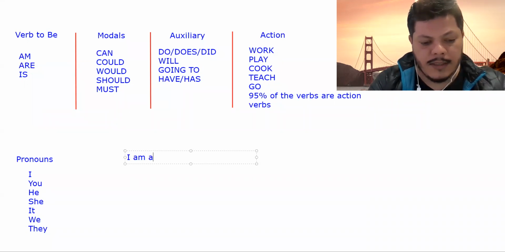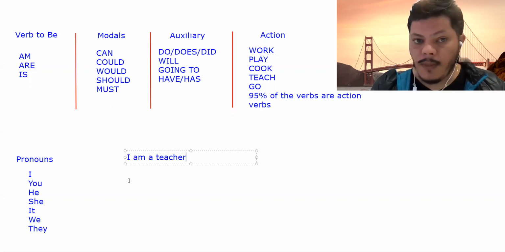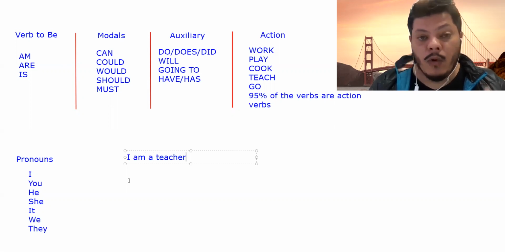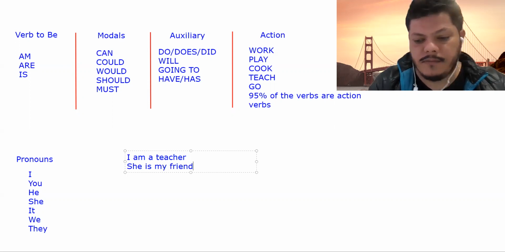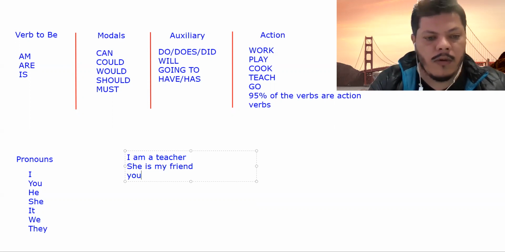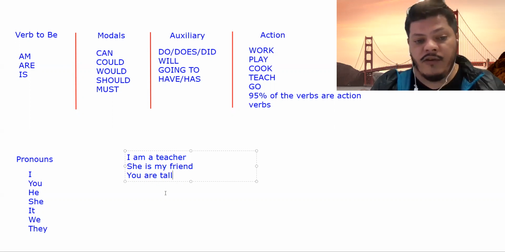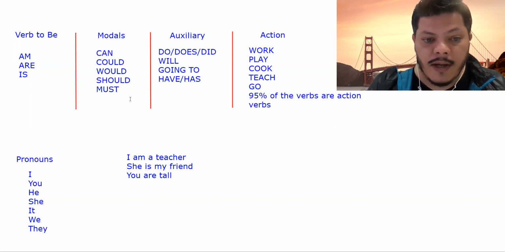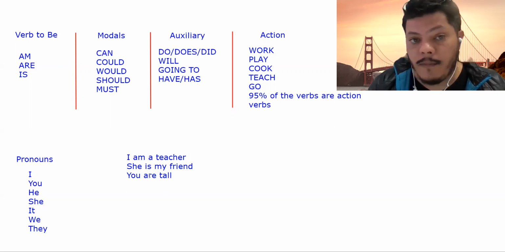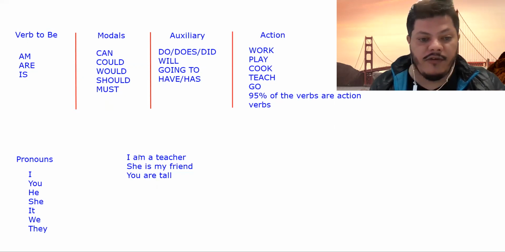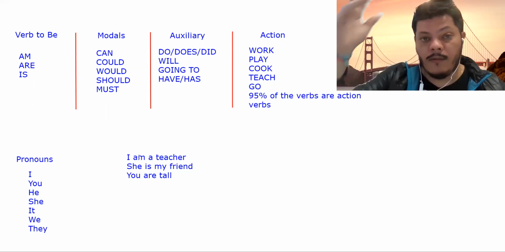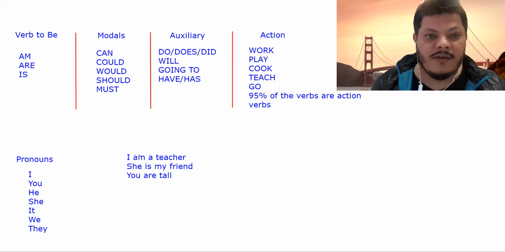I am a teacher, right? I'm talking about who I am and what I do. I am a teacher. She is my friend, right? You are tall. As you can see here, we're using the verb to be, am, is, and are, to describe what people are. I'm a teacher, she's my friend, and you are tall. We use the verb to be in these circumstances.